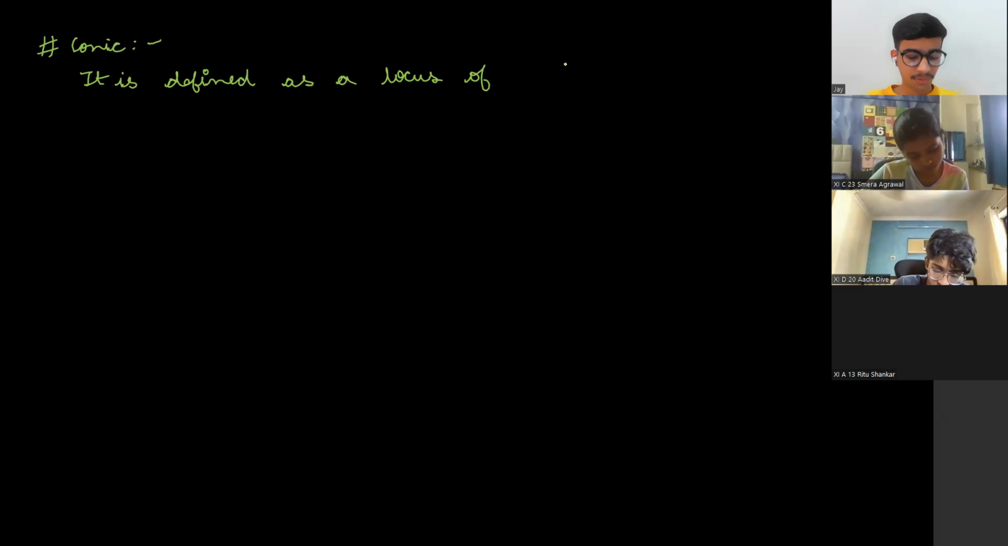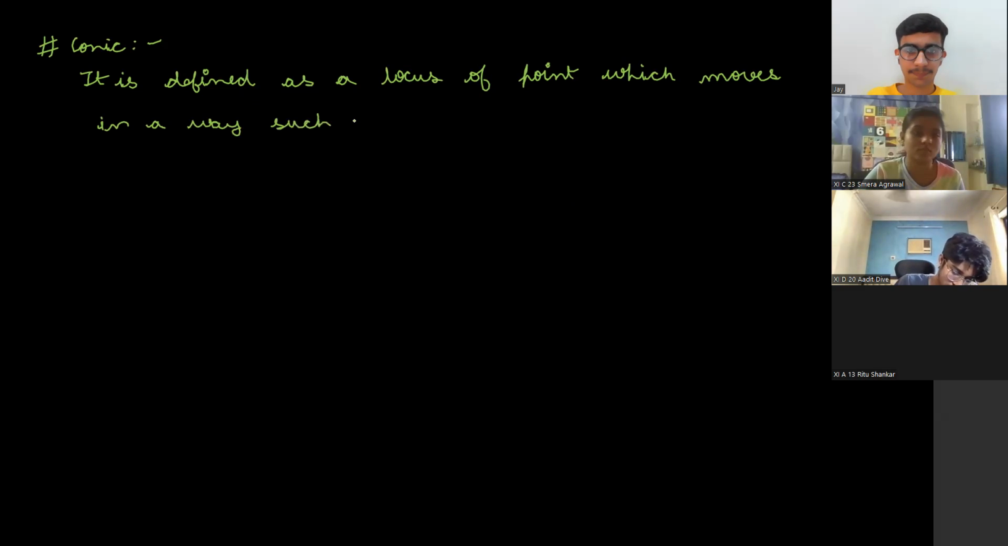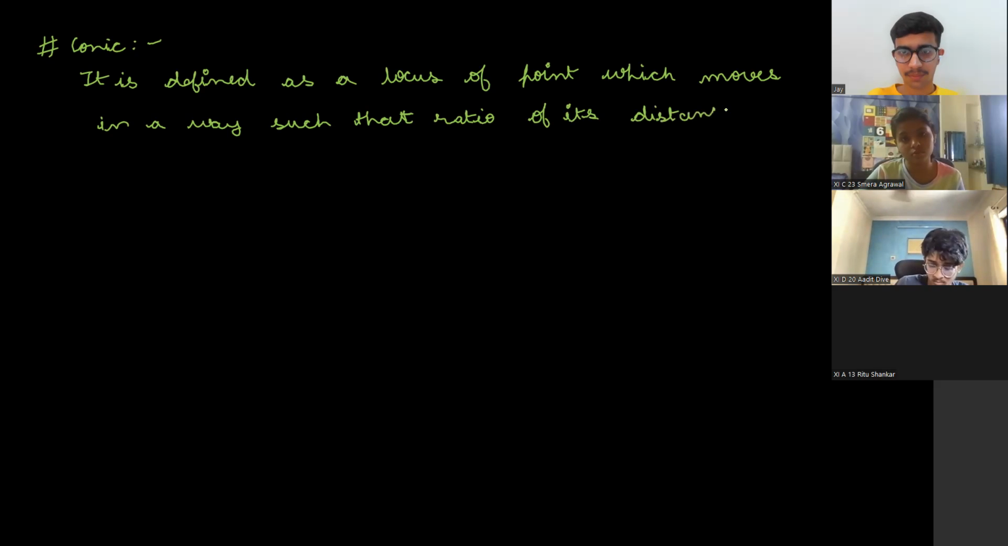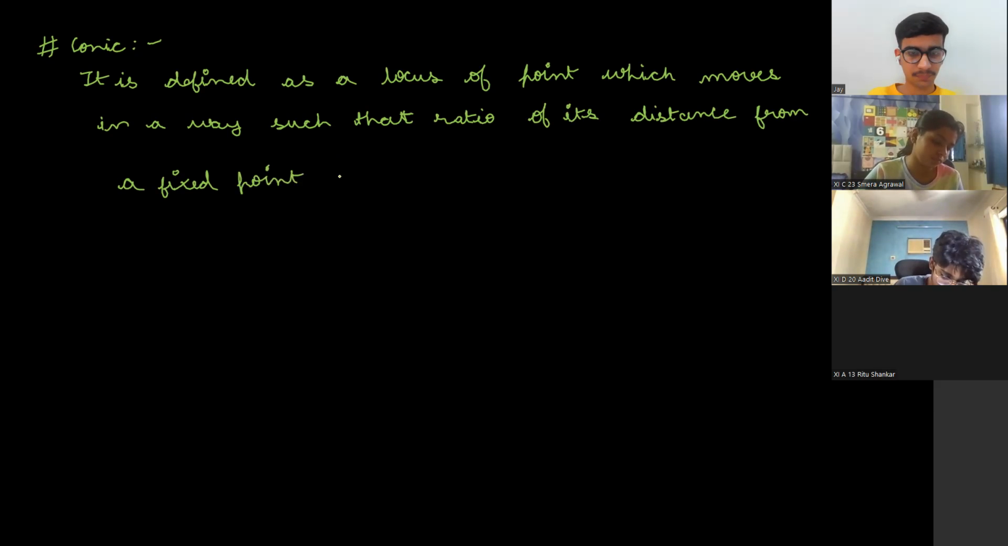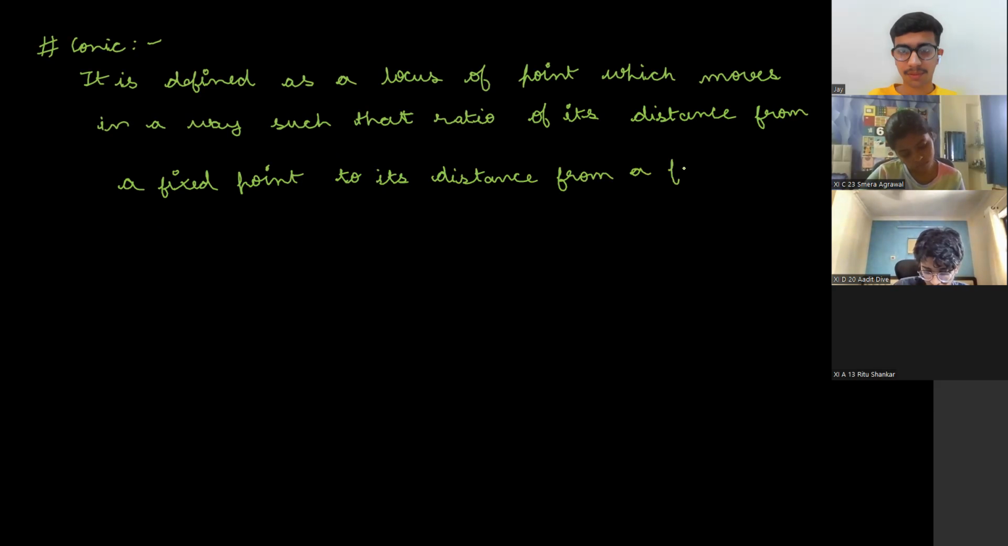So it is defined as a locus of point which moves in a way such that the ratio of its distance from a fixed point to its distance from a fixed line is always a constant.